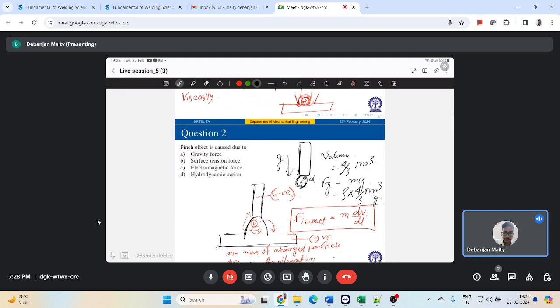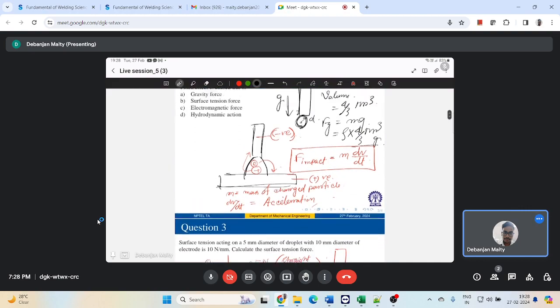Then in the second question I ask, pinch effect is caused due to which force? Of course you know, it is due to the electromagnetic force, the self-induced magnetic field interacting with the arc current. We are generating that electromagnetic force, and that is the reason you get neck formation during the deposition, right? So that is what the pinch effect is.